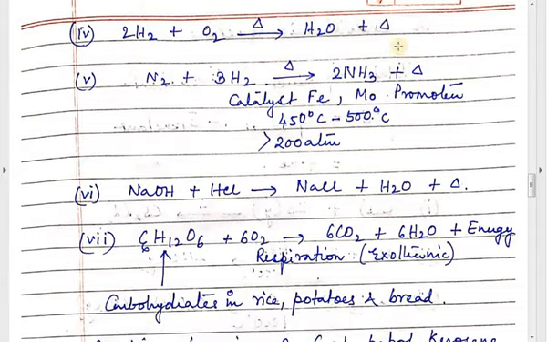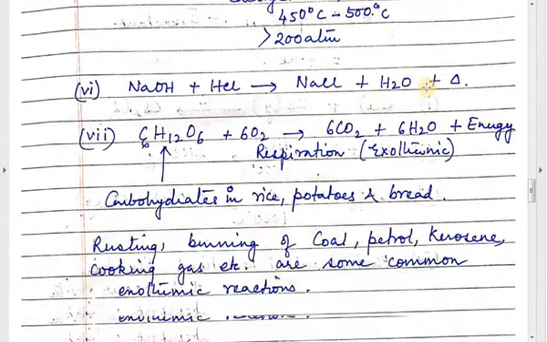Even this equation you have gone through. Nitrogen and hydrogen in the presence of the catalyst iron, with molybdenum as a promoter, at 450 degrees Celsius to 500 degrees Celsius and 200 atmospheric pressure give ammonia, and a lot of heat energy is released.